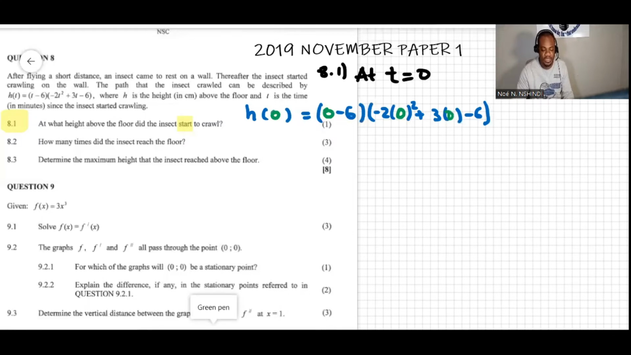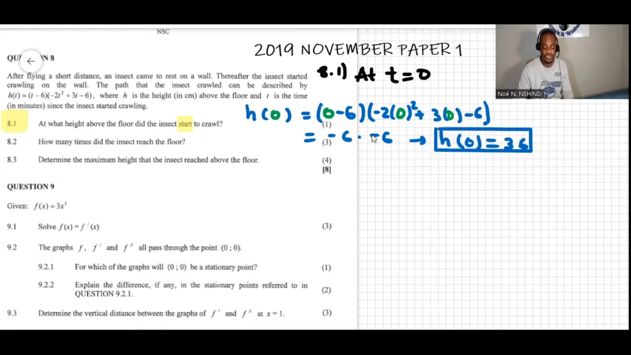And then this will be negative 6 times negative 6. Because here 0 minus 6 is negative 6, and all this other bracket will be 0, because 0, 0, and then negative 6. Negative times negative 6 means that h of 0 will be equal to 36. So at the time that it starts, meaning at time equal to 0, the height was 36 centimeters.